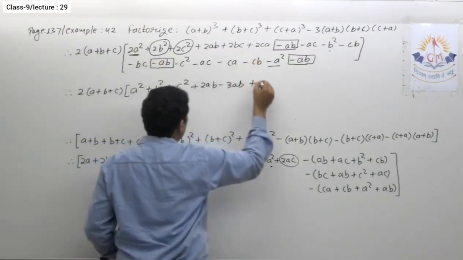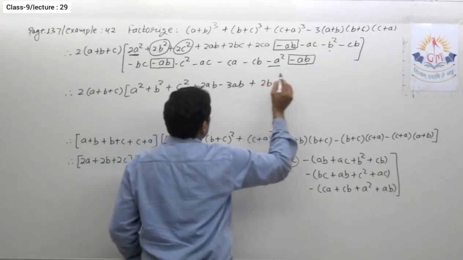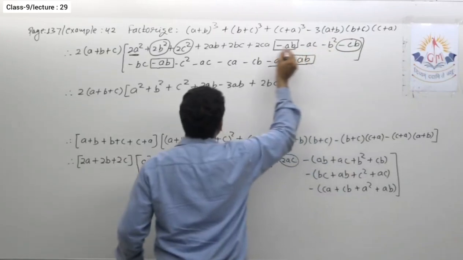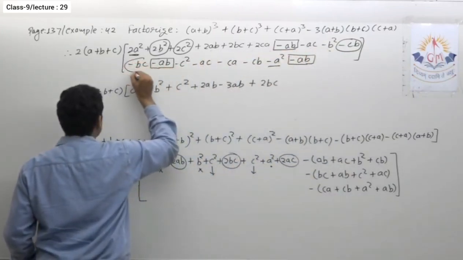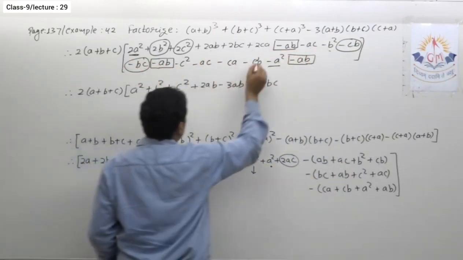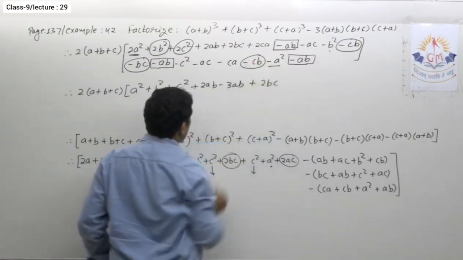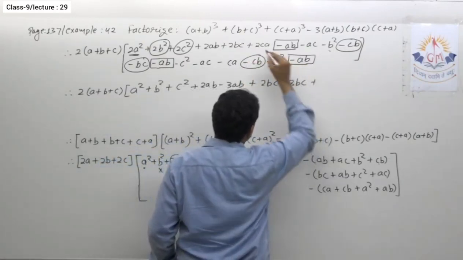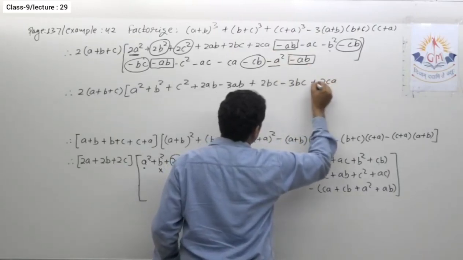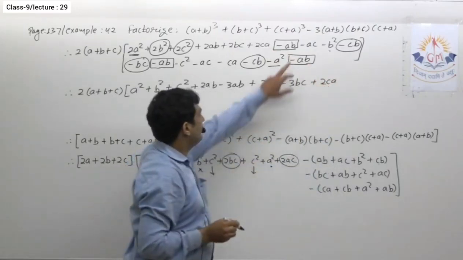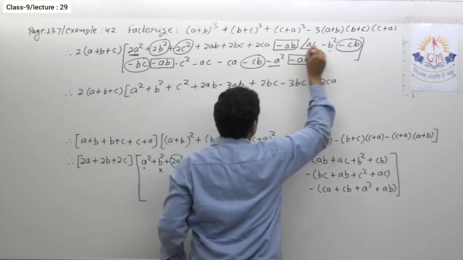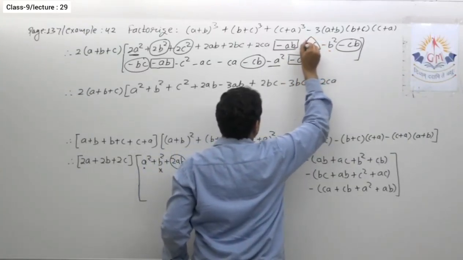Now this plus 2bc, now this is minus bc. Okay, then again this is minus bc, and again this is minus bc. Okay, so with plus 2bc I have minus 3bc. Now then we have 2ca. Now you can see the terms remaining. Okay, let me take it in another shape to make you better understand. This is minus ac.